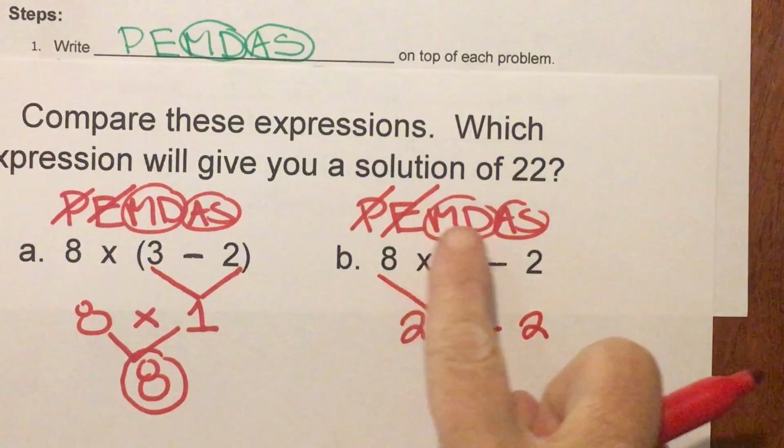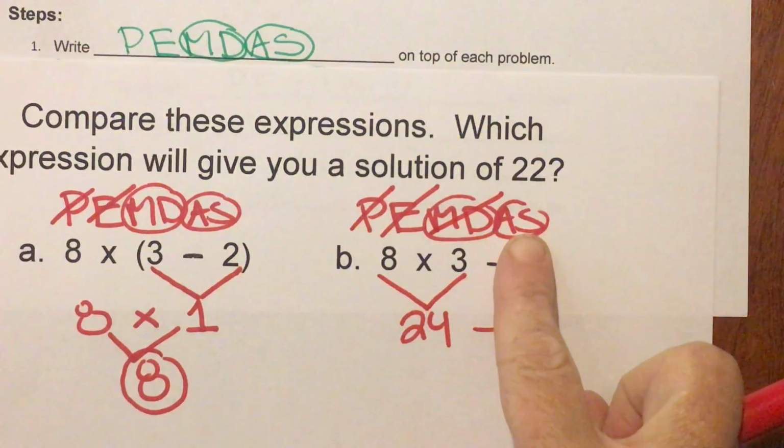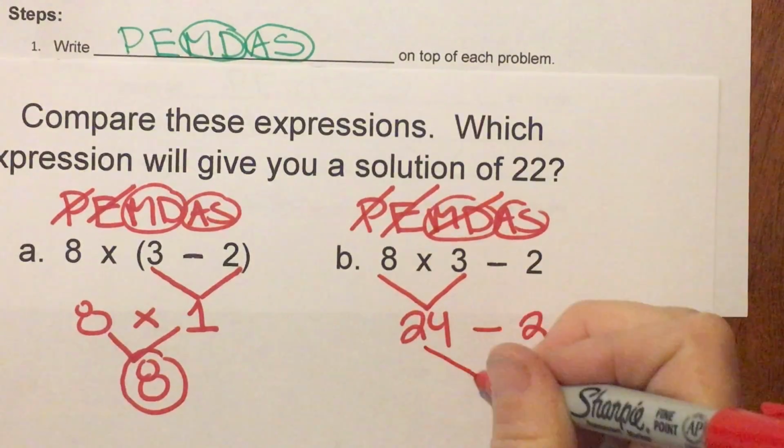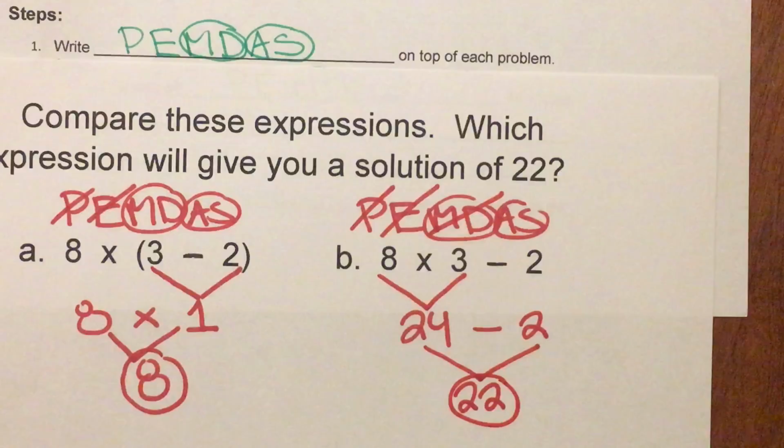Okay, so now I'm going to keep going. Do I have any more multiplication or division? Nope. Do I have addition or subtraction? Yes. And 24 take away 2 is 22.